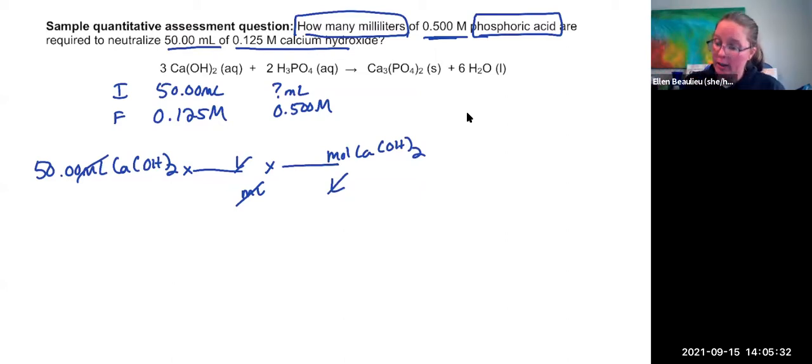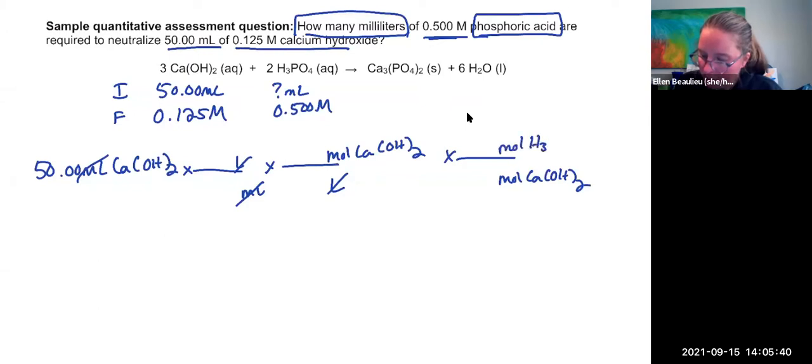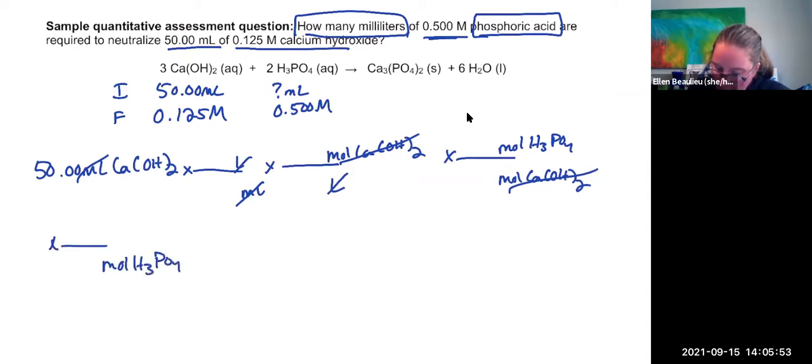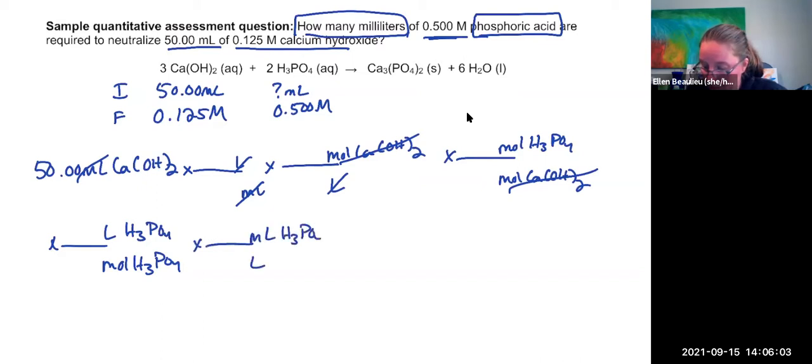Now I'm going to do my exchange. I'm going to get out of moles of calcium hydroxide, and I'm going to exchange for moles of phosphoric acid. I'm going to use that mole ratio. I want to know a volume of phosphoric acid, so I'm going to get out of moles of phosphoric acid and get into liters of that compound, but I want to know milliliters. So I'm going to get out of liters and go into milliliters. Now I have a tunnel that gets me to that final answer. I can plug in my numbers.